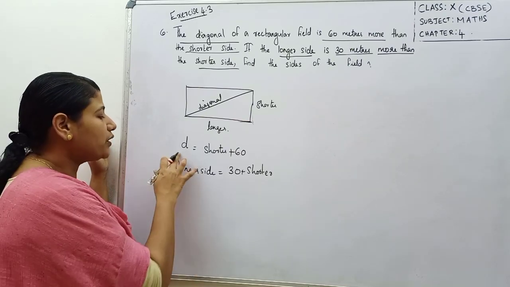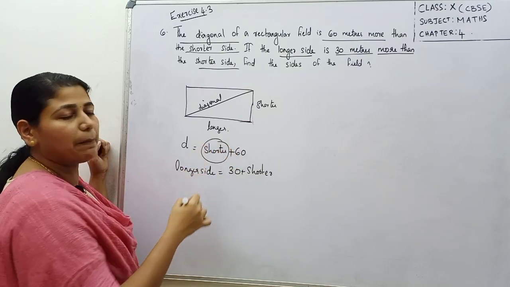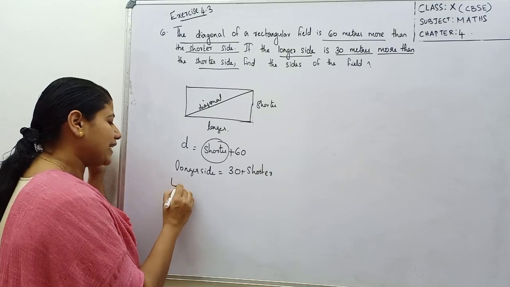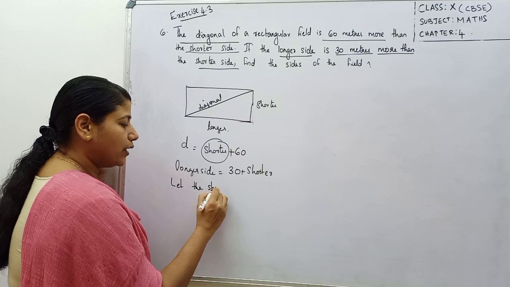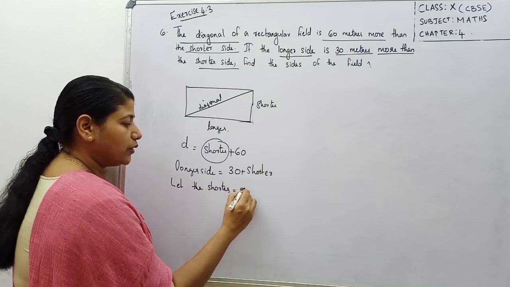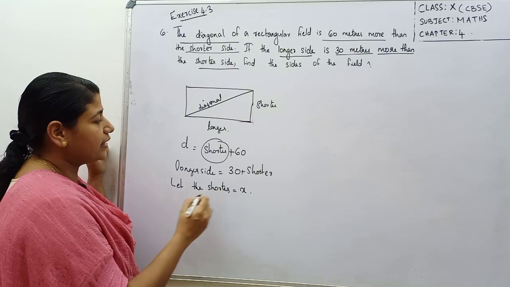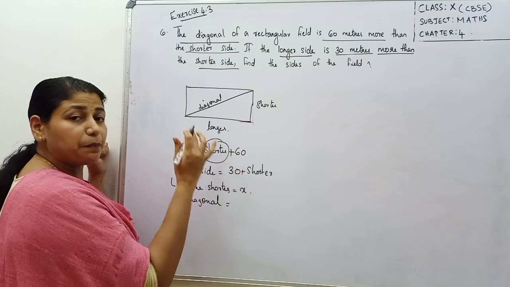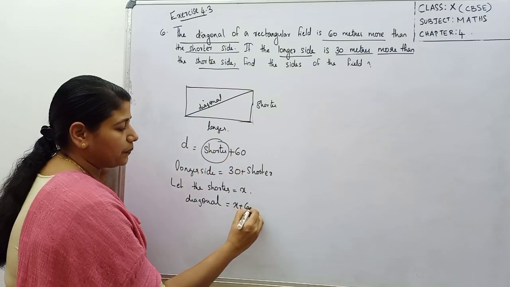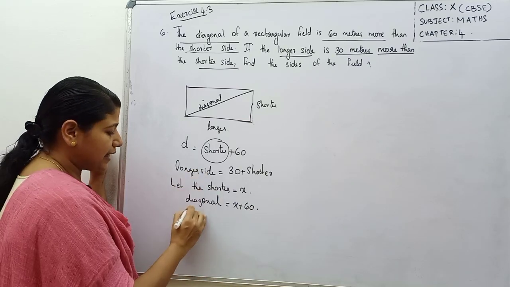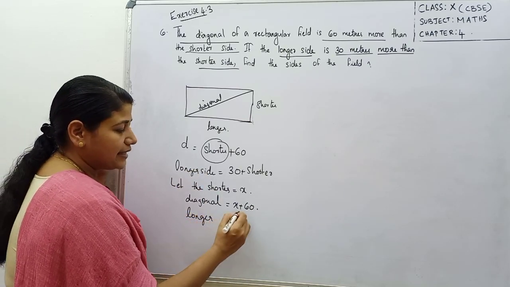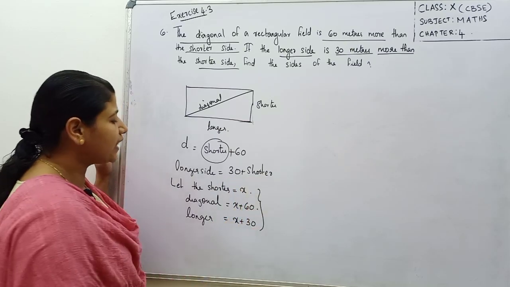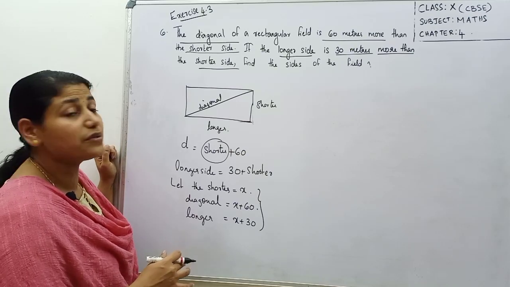But we have to change this into a quadratic equation using variables. In both cases we are comparing with the shorter side, so we can take the shorter side as x. Let the shorter side be x. Then the diagonal is shorter side plus 60, that is x plus 60. What about the longer side? Longer side is 30 plus shorter side x, so we can write x plus 30. So we got all the measurements in terms of x.